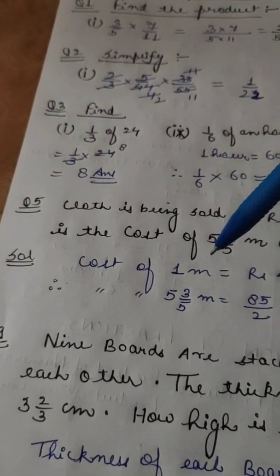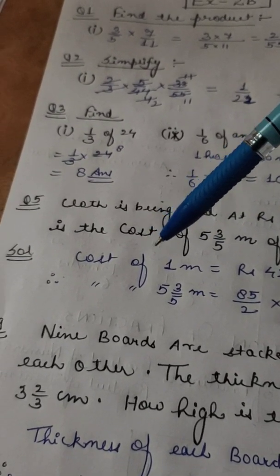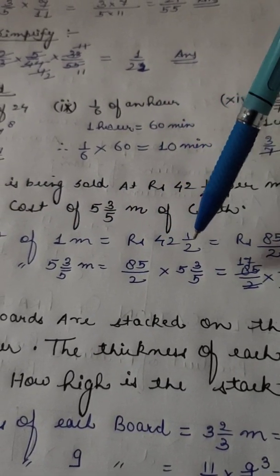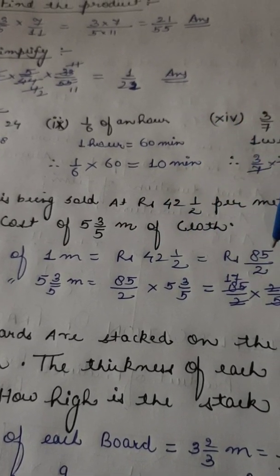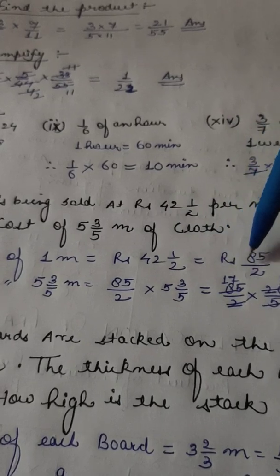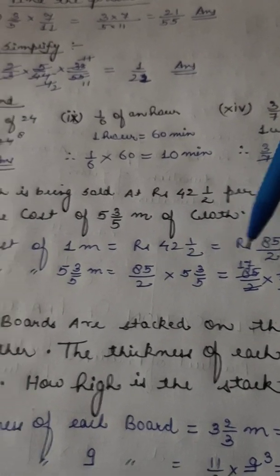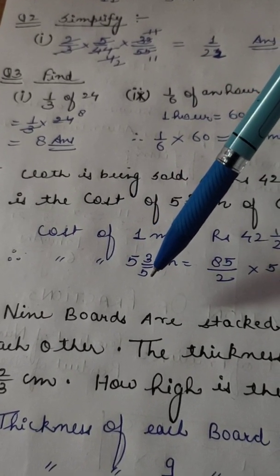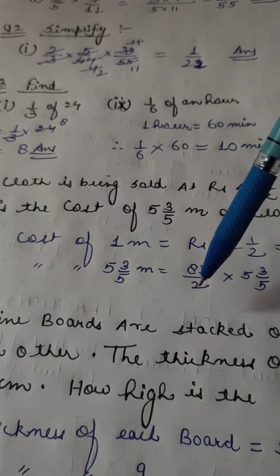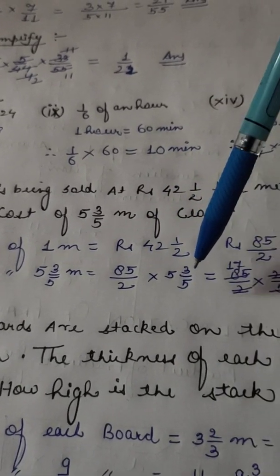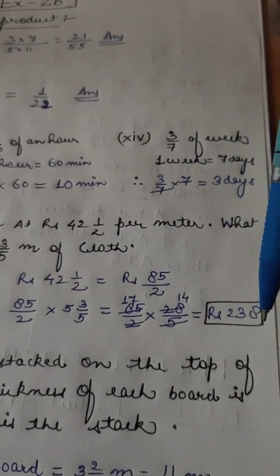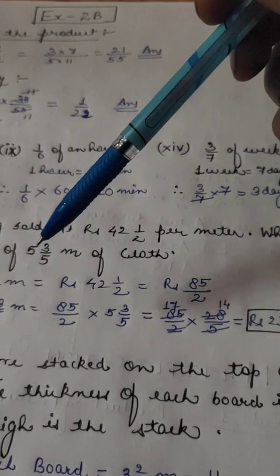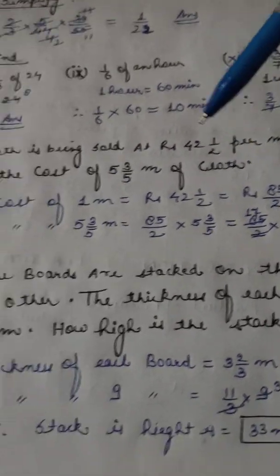You have already learned the unitary method in class 6th and 7th. So I have written cost of 1 meter of cloth is 42 1 by 2. This 42 1 by 2 is converted into a normal fraction because it is present as a mixed fraction. So what we get? 85 by 2. In the next step, you have to find the cost of how many meters? 5 3 by 5 meters. So 85 by 2 is multiplied by 5 3 by 5, and we will get the answer as 238 rupees. So what is the cost of 5 3 by 5 meters? 238 rupees. This is the final answer.